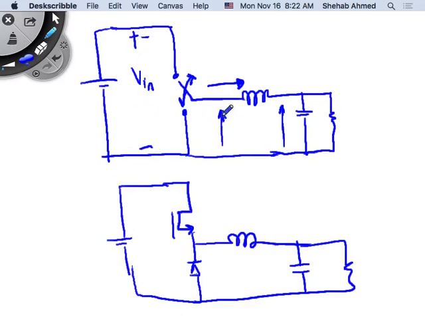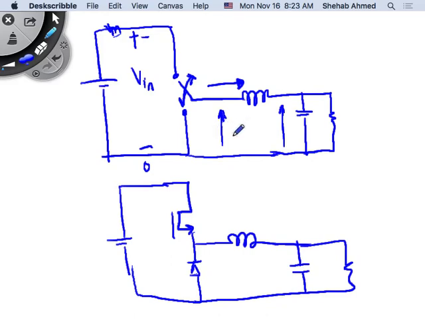The voltage at this node between these two points is either going to be V input or 0, V input or 0, V input or 0. So its average value is always between 0 and V input. It's always going to be between these two terminals, right? I cannot get an average value of this voltage that is less than 0 or higher than V input, right? It's always going to be between these two points.